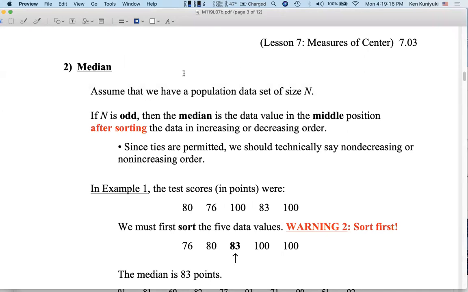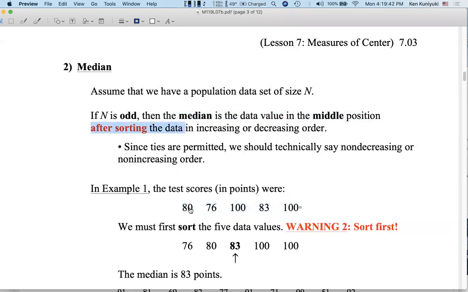The median. Assume that we have a population data set of size capital N. We can also talk about sample data, but let's assume we have a population data set of size capital N. If capital N is odd, say 5, like in our example 1, then the median is the data value in the middle position, after sorting the data. You have to sort the data first.